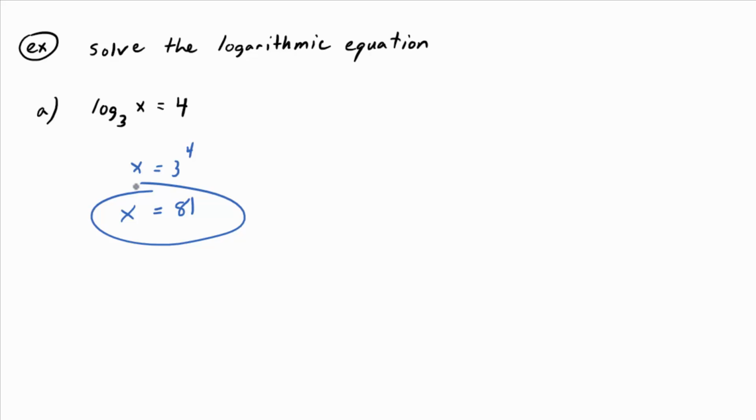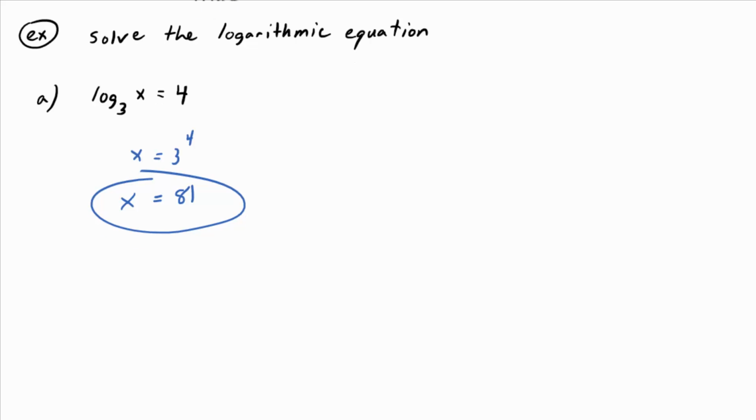There it is. Okay, notice what was happening here. We had a log function on one side and a regular old constant on the other, right? Whenever that happens, you're just going to switch to exponential form. It's going to be the same way every time.